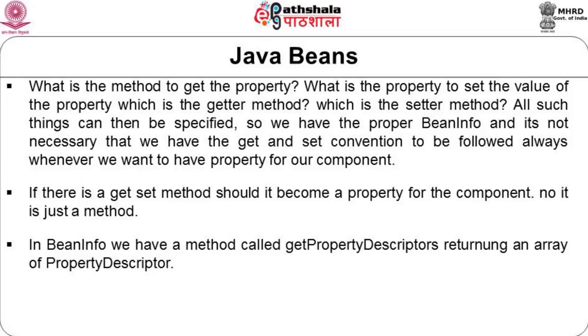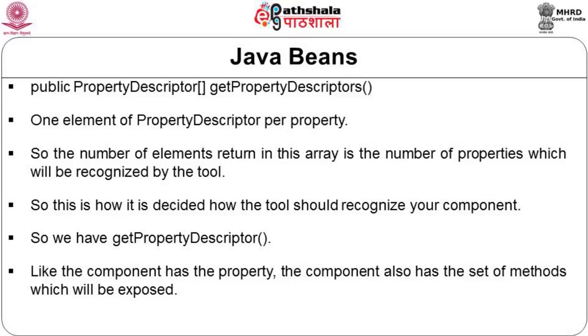So it is not necessary that we always follow the get and set convention whenever we want to have a property for our component. It is the method getPropertyDescriptors, returning an array of PropertyDescriptor, one per property. The number of elements in this array is the number of properties which will be recognized by the tool. So this defines how the tool should recognize your component and how the tool deals with it.